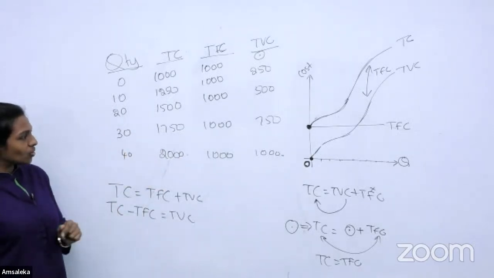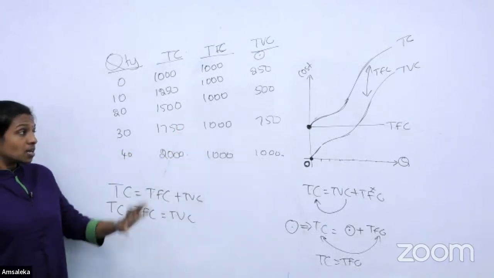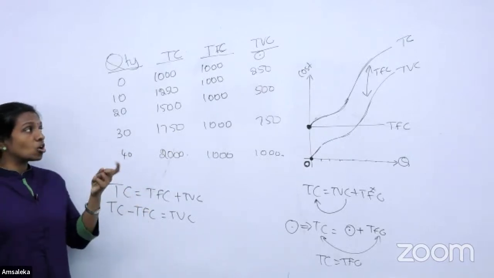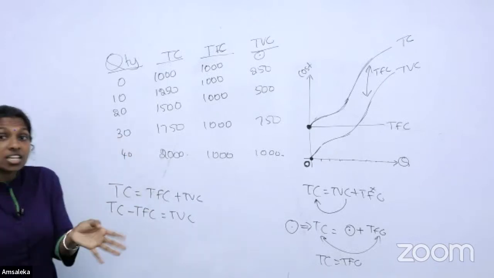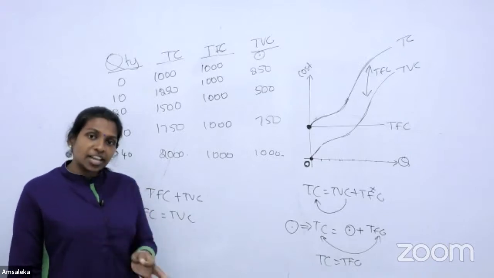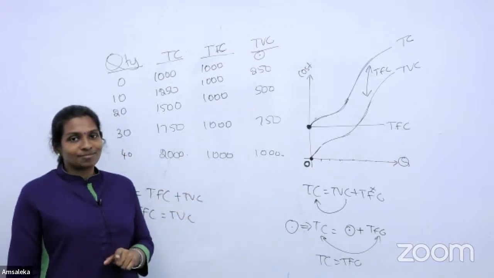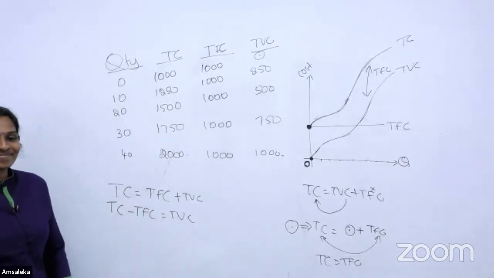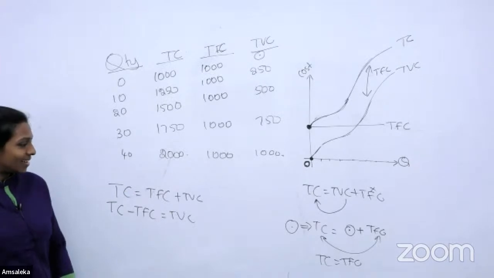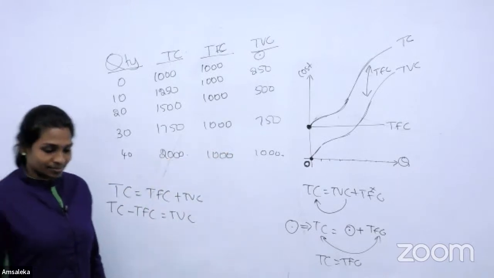So I wanted to explain the graphical presentation of cost. You can see total fixed cost, total variable cost, total cost. And remember, at zero production there is no total variable cost, only an existence of fixed cost. Therefore, fixed cost equals total cost. So question number 2 is done and dusted. I gave you the graph with the table.